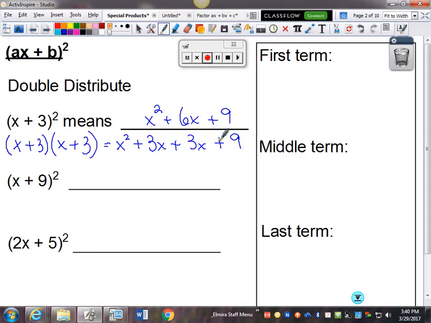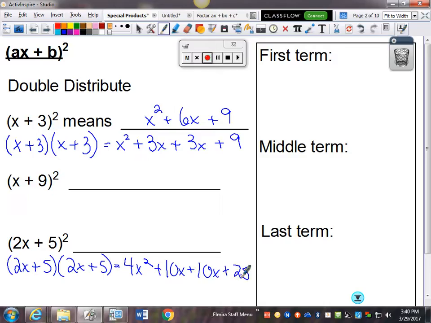Okay, I'm going to skip down to this bottom one, 2x plus 5 squared. So 2x times 2x is 4x squared. 2x times 5 is plus 10x. 5 times 2x is another 10x. And 5 times 5 is 25. Combine my like terms and I get 4x squared plus 20x plus 25.